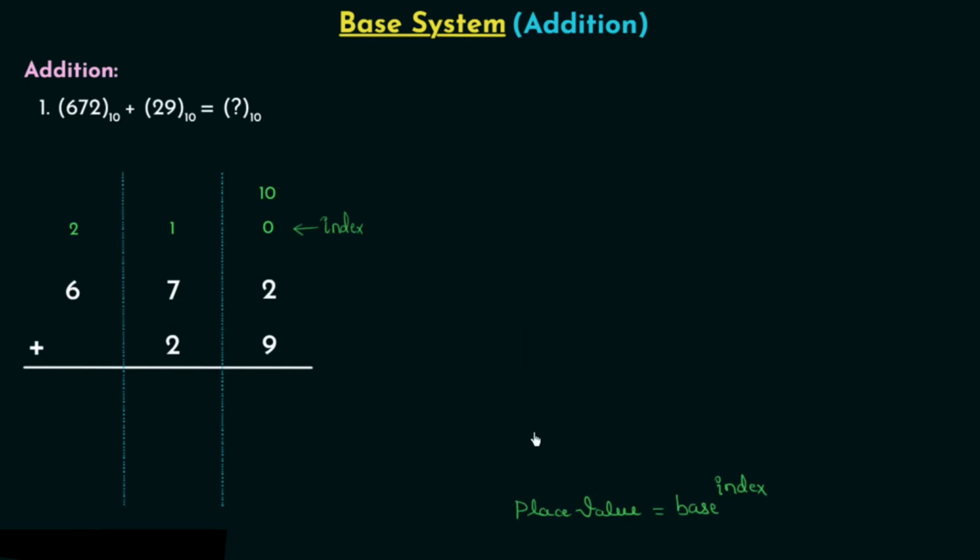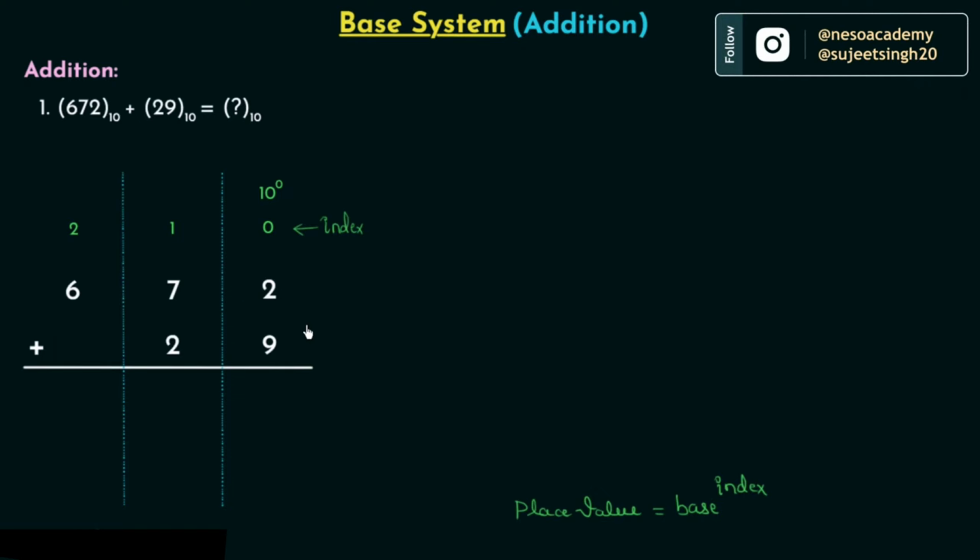So following this, we will have 10 raised to power 0, where 10 is the base and 0 is the index. In this way, we get the place value of 2 equal to 10 raised to power 0, and the same place value will be there for this digit 9. 10 raised to power 0 is equal to 1, which is unity, and therefore we say digit 2 and digit 9 are at unit place.